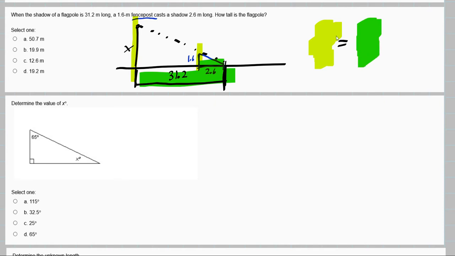So for the little one, for the fence post, 1.6 and 2.6. And for the big one, for the flagpole, we don't know, and 31.2. So if we look for our missing one, we take 31.2 times 1.6, we divide by 2.6, and we get 19.2. So this must be 19.2 meters long, which is our choice here. It's D.